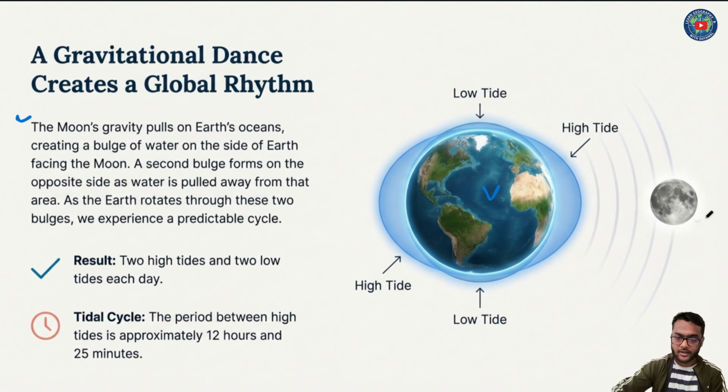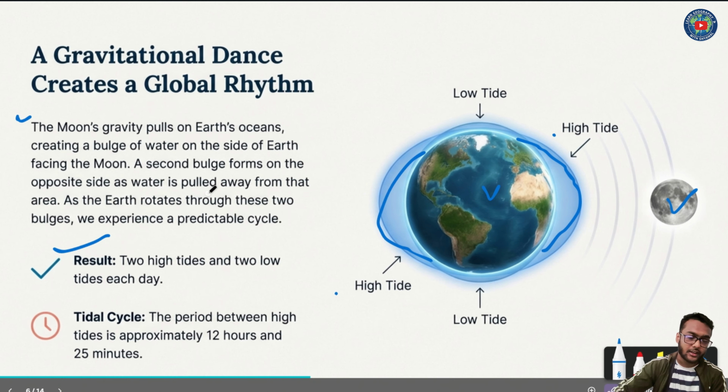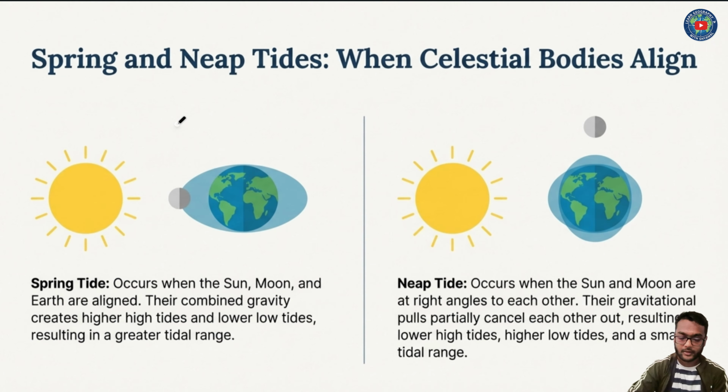This is the Earth and this is the moon, and this is the high tide. Again, this is the high tide, low tide, low tide. A second bulge forms on the opposite side, where water is pulled away from that area. As the Earth rotates through these two bulges, we experience a predictable cycle. It results in two high tides and two low tides. The period between high tides is approximately 12 hours and 25 minutes.